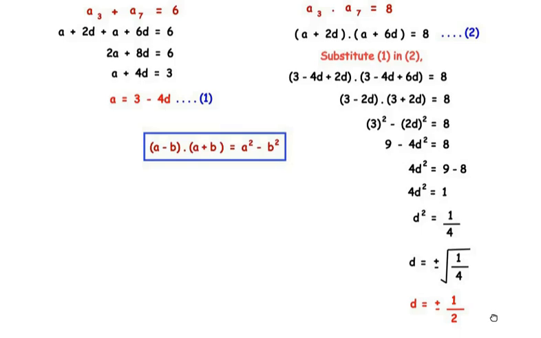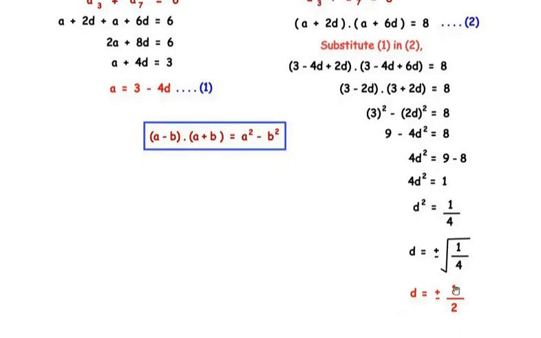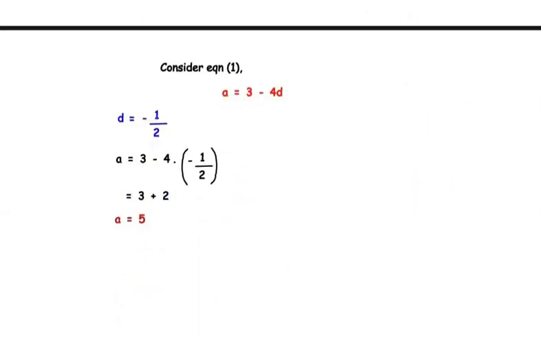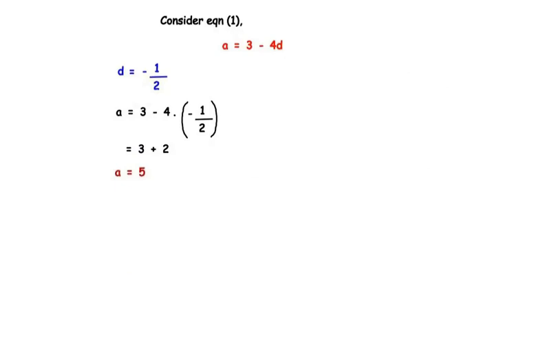So here we have got two values for the common difference, that is plus 1 over 2 and minus 1 over 2. So here we have to find out two values of a for the two values of common difference we have got. And to find out the value of a, let us consider equation 1 and take the value of d as negative 1 over 2. So here we have written, consider equation 1, that is a is equal to 3 minus 4d, and taking the value of d as negative 1 over 2, we are going to plug in its value in this equation.